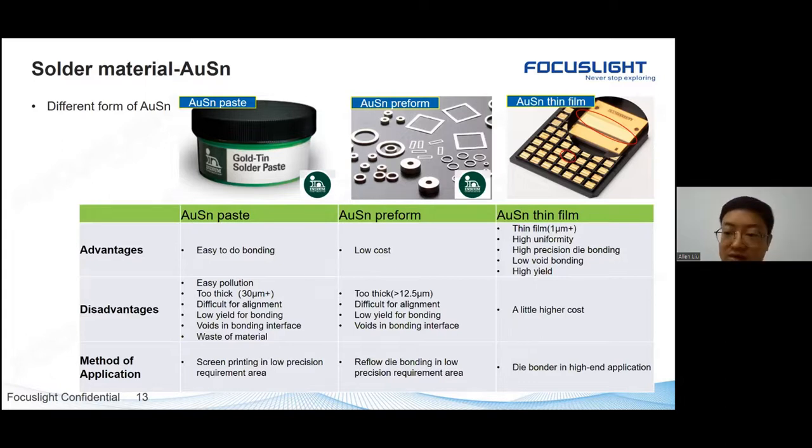Because chip bonding is very sensitive, we need higher uniformity, higher precision, and lower voids. So we need to be careful with this kind of application. We just use gold-tin thin film. If it is a less sensitive application, for example, AuSn bonding that is not chip bonding, you can just use gold-tin paste or gold-tin preform, because the cost is lower.